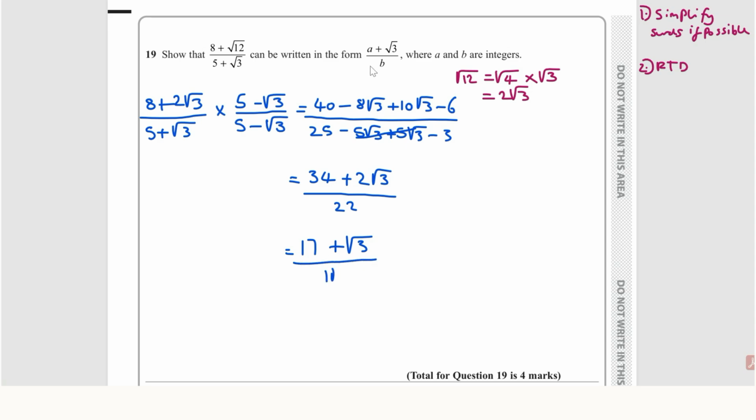And if we look at the question here, this final answer of ours is in the same format as requested, a plus root 3 over b. So we can write down a equals 17 and b is 11, and that is our final answer.